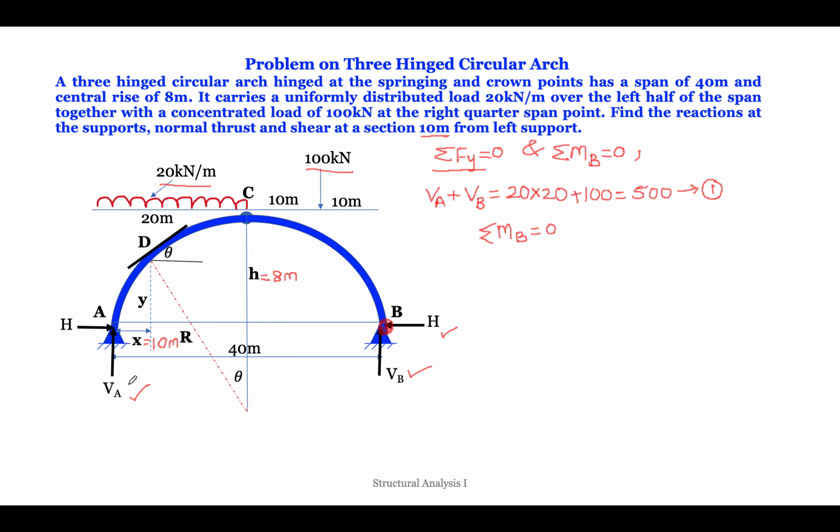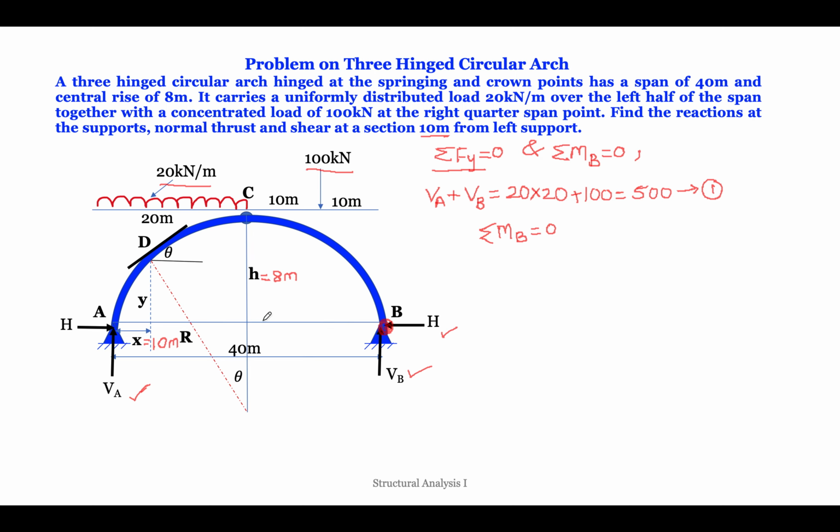So we can see that there is a vertical reaction. We can see that vertical reaction is there here. There is a horizontal reaction, there is this UDL, and there is this 100 kilonewton. So there are 1, 2, 3 and 4. But a very important point, that this horizontal force is in the same line of action.